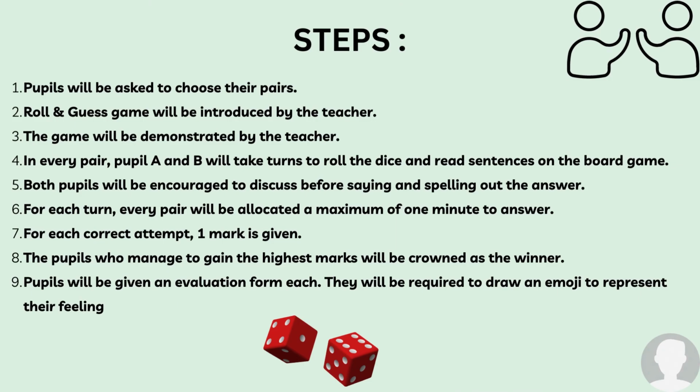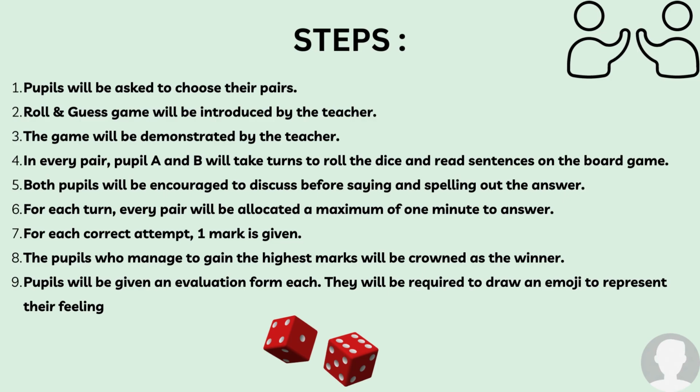We move on to the steps. First, pupils will be asked to choose their pairs. Second, the Roll and Guess game will be introduced by the teacher. Third, the game will be demonstrated by the teacher. Fourth, in every pair, pupil A and B will take turns to roll the dice and read sentences on the board game. Fifth, both pupils will be encouraged to discuss before saying and spelling out the answer.